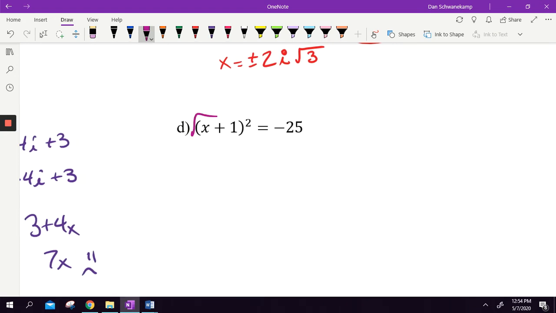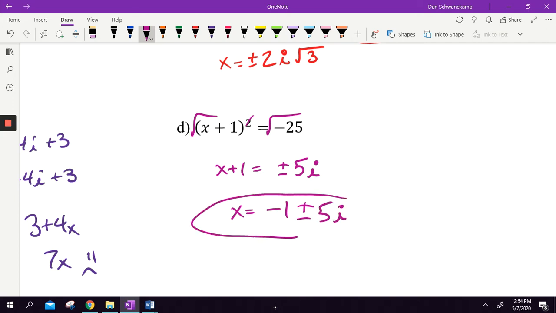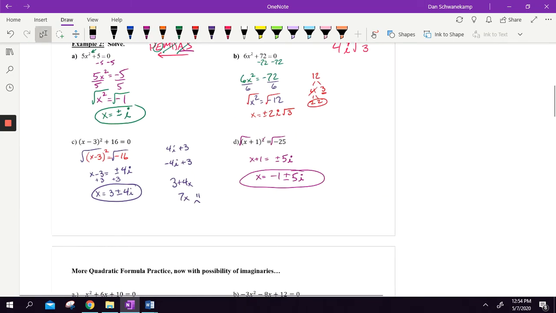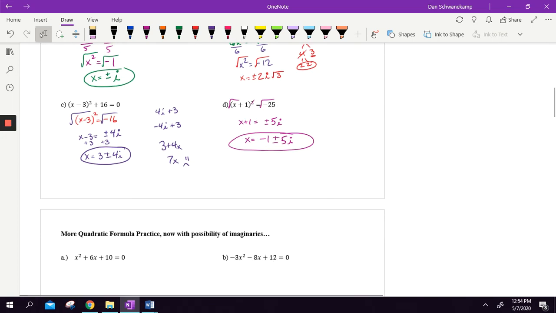Last one. Square root. That's going to get rid of the square. What's the square root of -25? That'd be plus or minus 5i, because I'm taking the square root of a negative. I'm going to subtract the 1 over. So -1 plus or minus 5i. Boom. Done. I'm just taking 5i minus 1 and -5i minus 1. I just wrote it in the correct way. That's not too bad. It's just a matter of doing it.